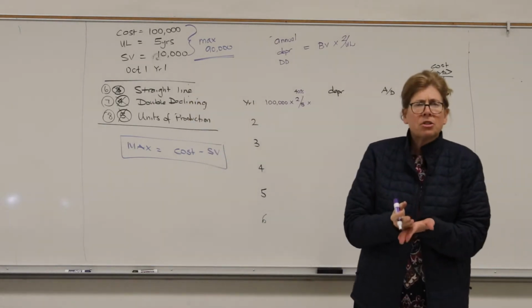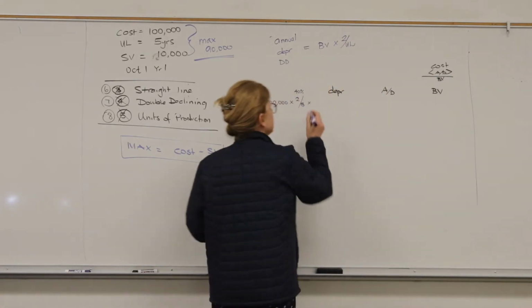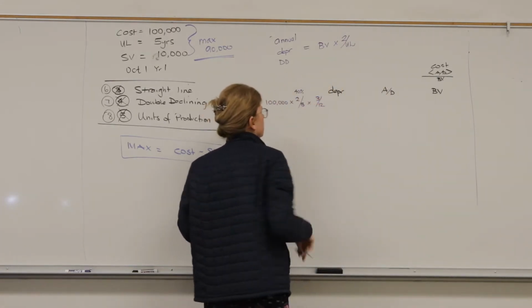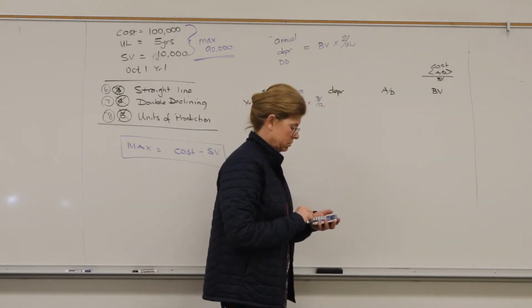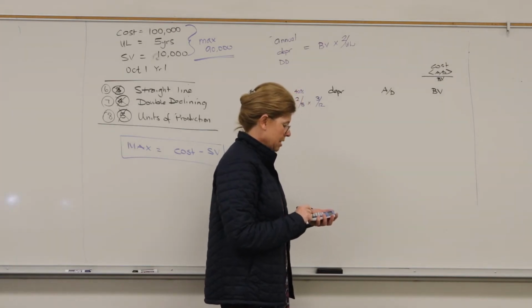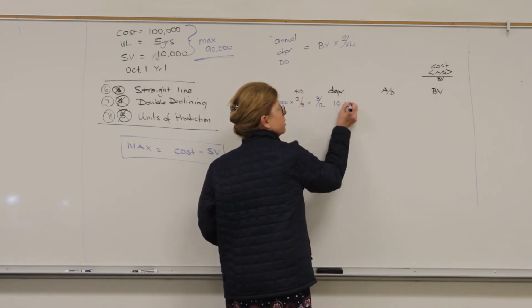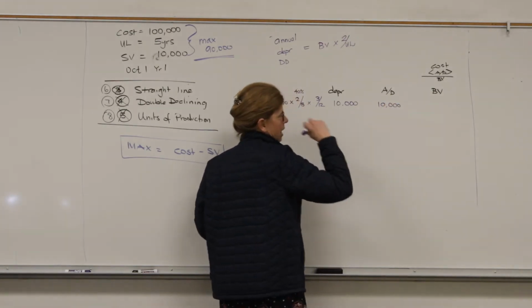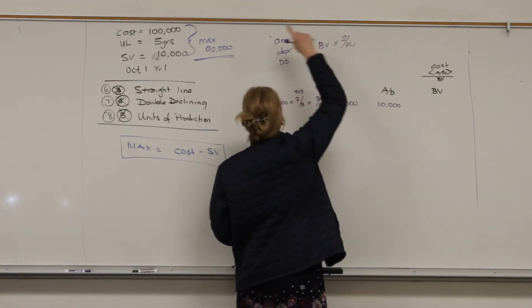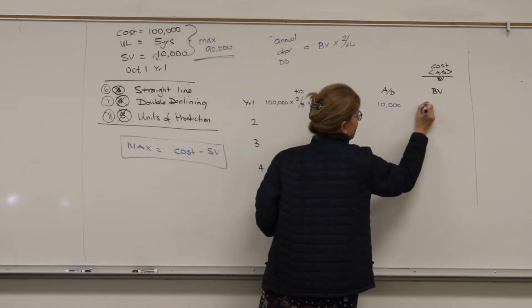But again, I purchased this asset on October 1st, so I've only held this asset for 3 months. And so if I take $100,000, I set my calculator at 0 first, and then multiply it by 40%, and then 3 divided by 12, this gives me depreciation in year 1, $10,000, making my accumulated $10,000. Book value is cost, $100,000, minus accumulated depreciation, 10, gives me 90.